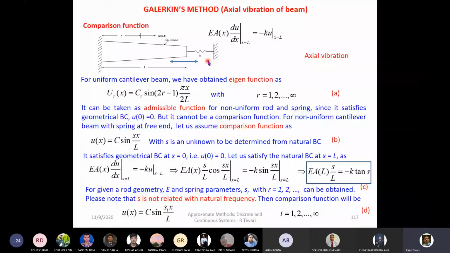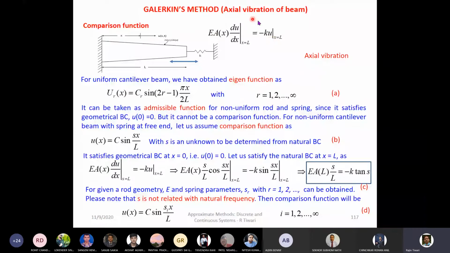So in this problem, a tapered beam is there, and one spring is there at the free end. We are considering now the axial vibration. It should be noted that now we are not considering the bending vibration, we are considering the axial vibration. And at the free end, we have the axial force equal to the elastic force coming from the spring. So this is the natural boundary condition.